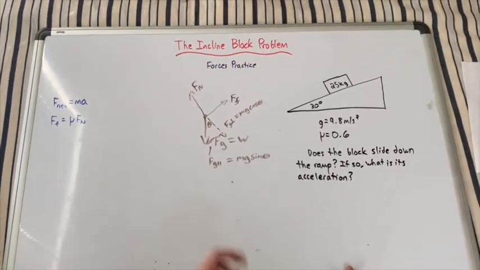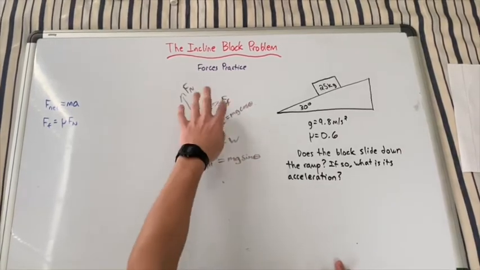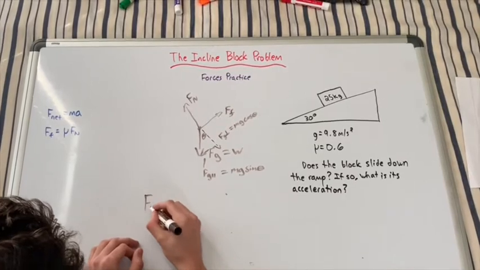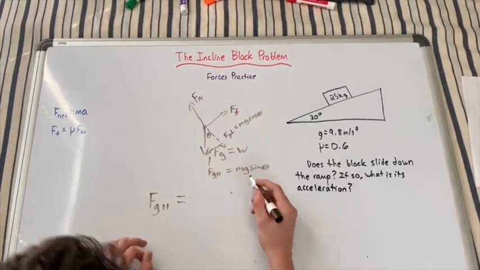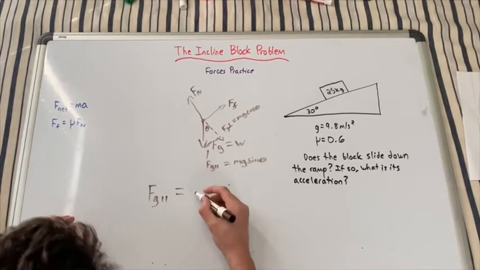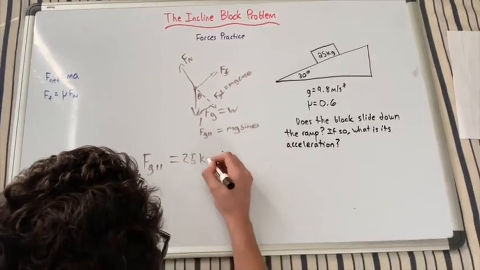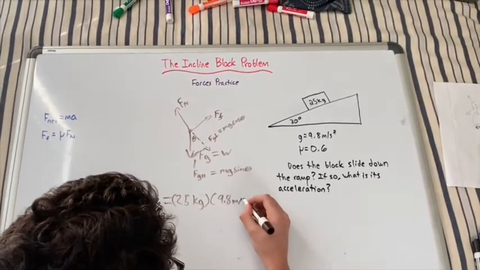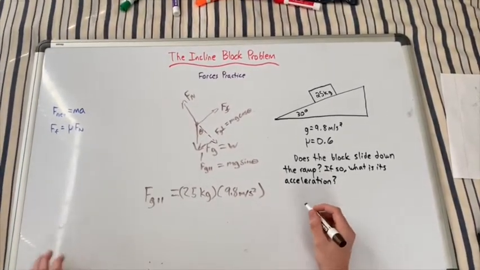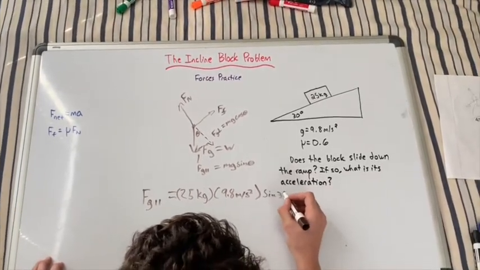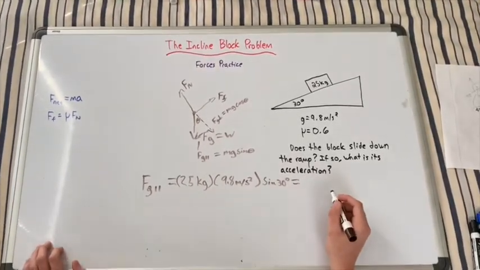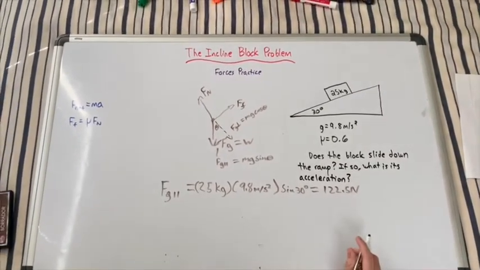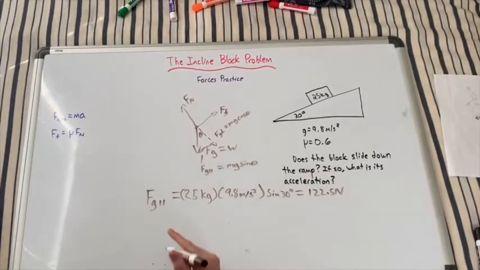Okay, so basically we need to determine Fg parallel and the force of friction. So let's start with the thing that we're more comfortable with. The force of gravity parallel is just going to be the mass times the gravitational acceleration times the sine of theta. So it's going to be 25 kilograms multiplied by 9.8 meters per second squared, and then we're going to multiply that by the sine of 30 degrees. And this comes out to about 122.5 newtons.